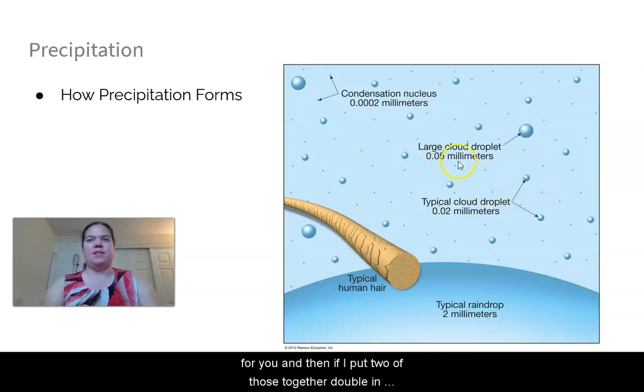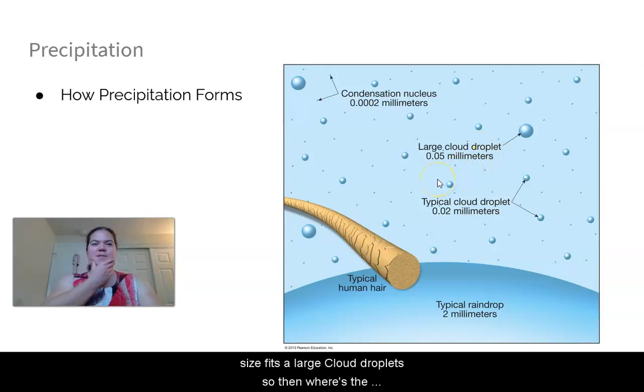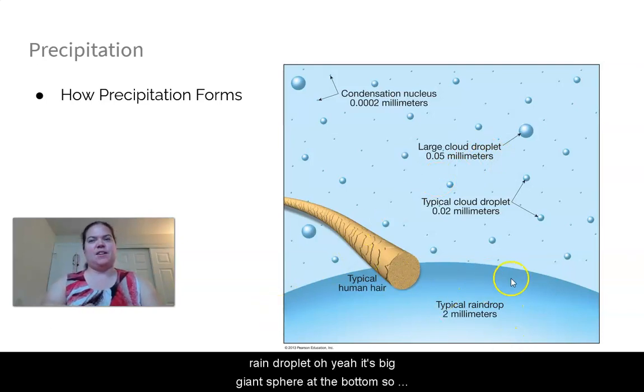And then if I put two of those together, double in size, that's a large cloud droplet. So then where's the rain droplet? Oh yeah, it's this big giant sphere at the bottom. So the typical rain droplet is 2 millimeters in diameter. So it is huge compared to our condensation nuclei, our cloud droplets, and even a typical human hair. Not mine. Mine is thicker than that.